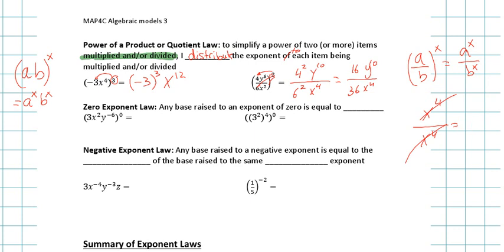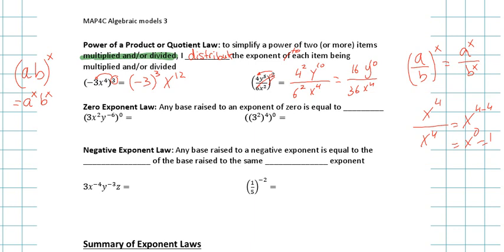I have same base and I'm dividing. What do I do with my exponent? Subtract. So x to the 4 minus 4, what do I get when I do 4 minus 4? And then I say that this is equal to 1. That's why anything, no matter what that is, could be an expression, could be a letter, could be a number, the power of 0 is equal to 1.